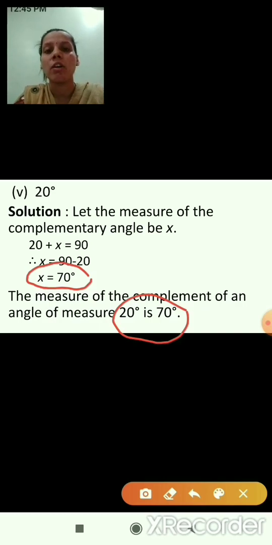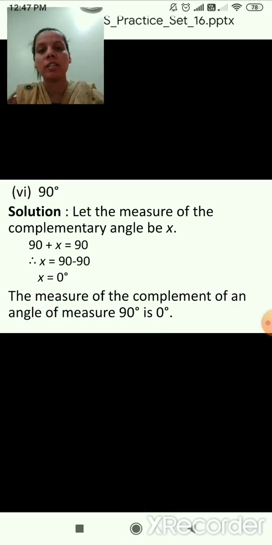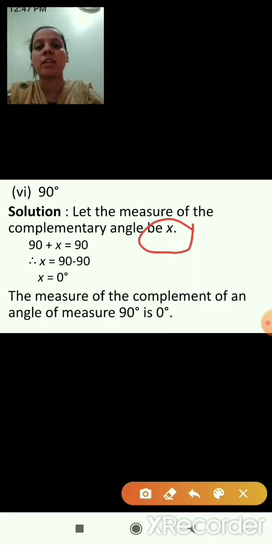Now we'll move to the next sum. Now the sixth sum, 90 degree. The measure of one angle is given, that is 90 degree. So in the solution, let the measure of the complementary angle be x. We will consider the other angle as x. Now in the first step, 90 plus x is equal to 90.